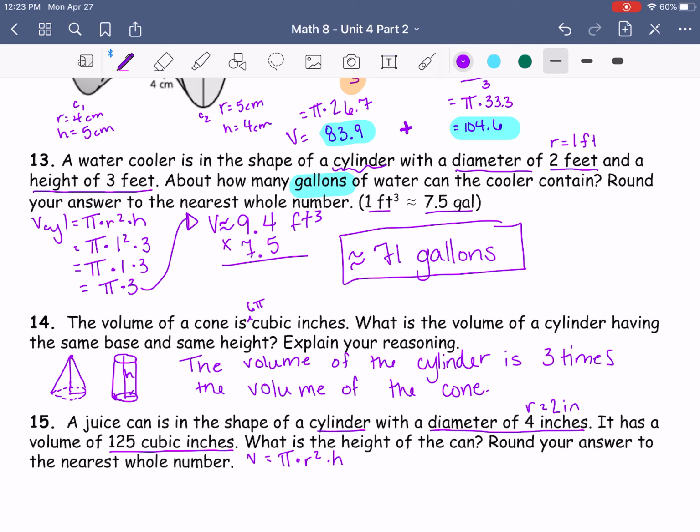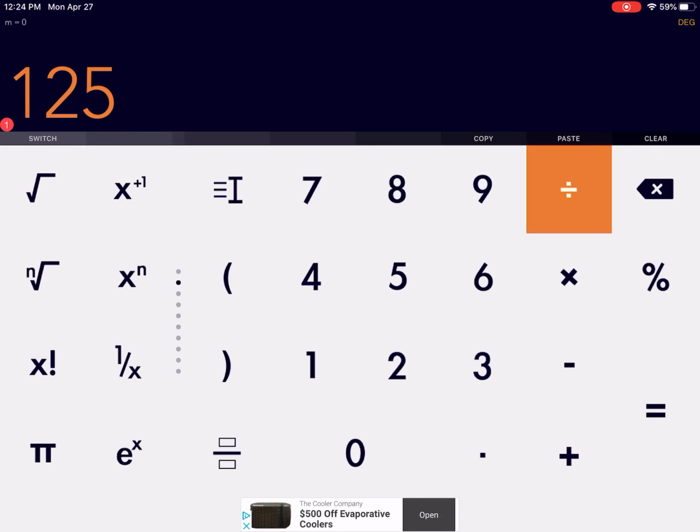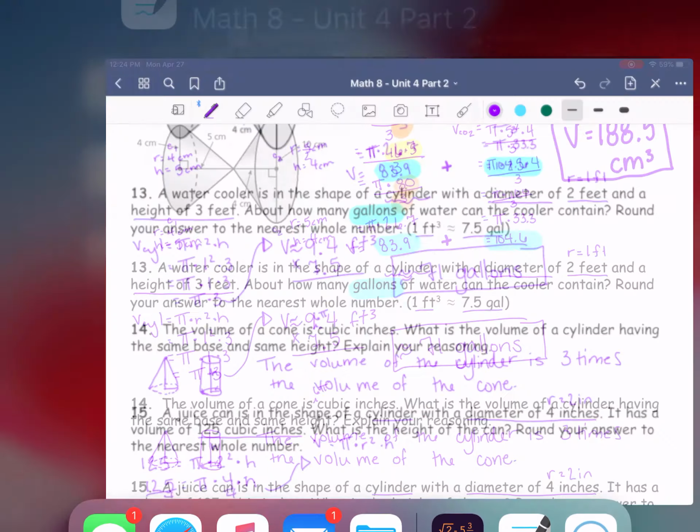And here's our volume. So volume equals pi times the radius squared times the height, which is what we're trying to find out. So 125 equals pi, 2 squared is 4, times the height. Okay. So now I am going to divide both sides by 4. Sorry, squashing that in there. So 125 divided by 4 is 31.25.